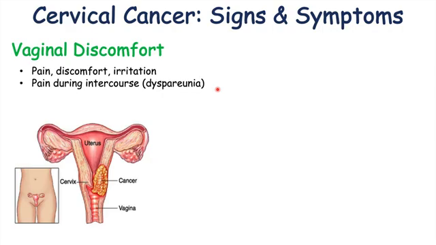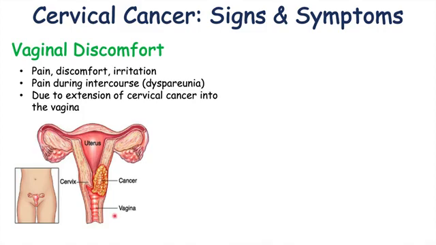So if there's dyspareunia and then postcoital bleeding, this can be findings in cervical cancer. And you can imagine the reason why this occurs is because the cancer starts to spread. It starts to extend past the cervix into the vagina, and this can lead to pain, irritation, and discomfort.